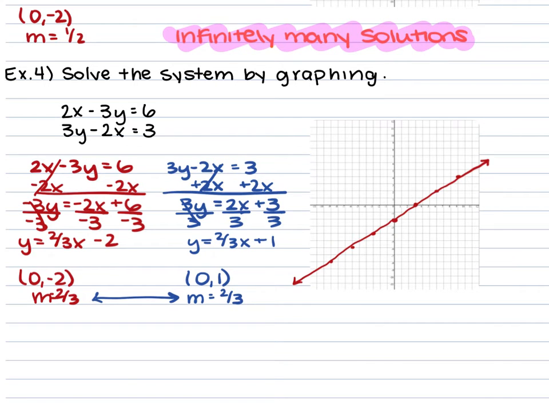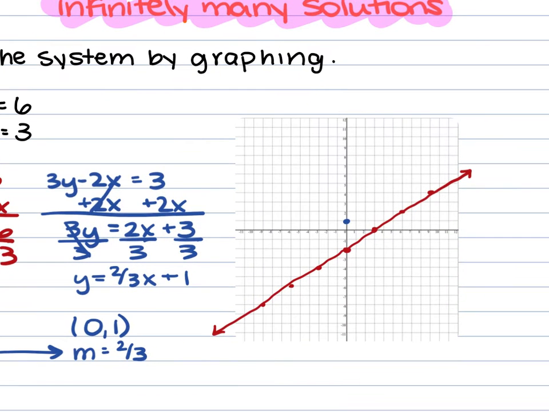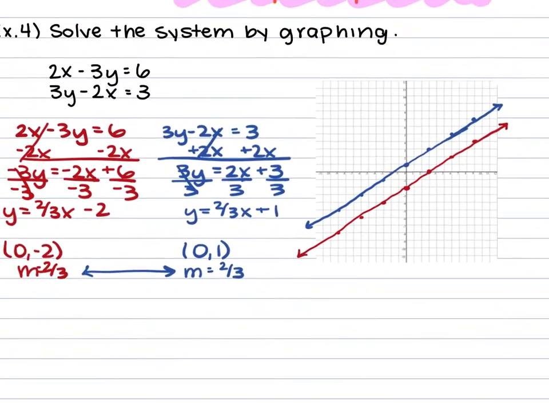So when you have the same slope, you have parallel lines, which means they will never intersect. So even if you graphed this line up 2 to the right 3, down 2 to the left 3, these two lines will never intersect one another. So because they never intersect, you have no solution here.